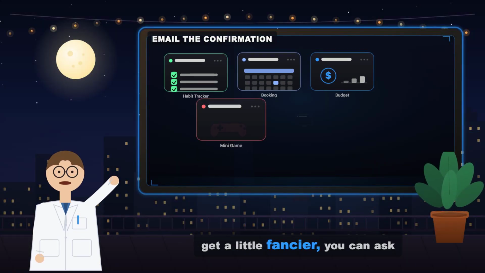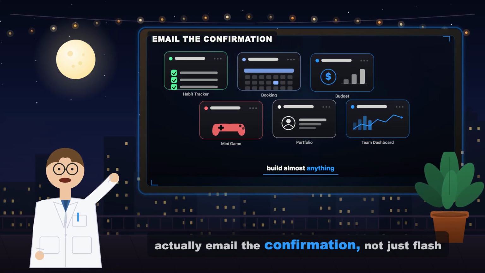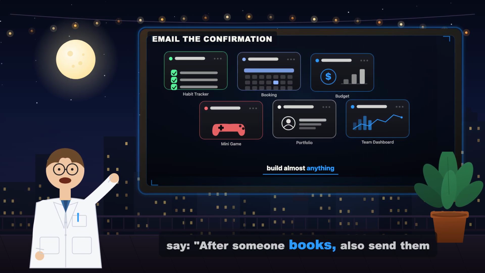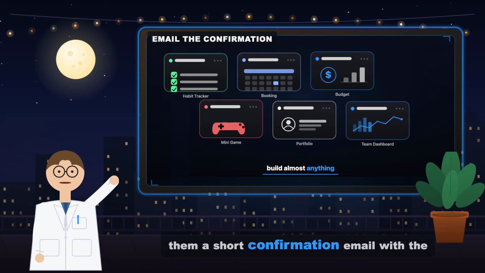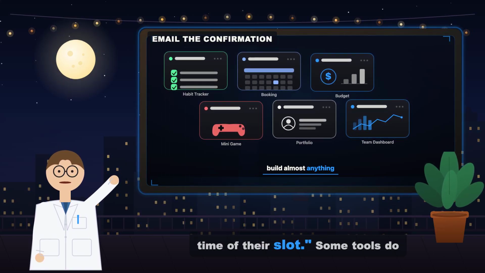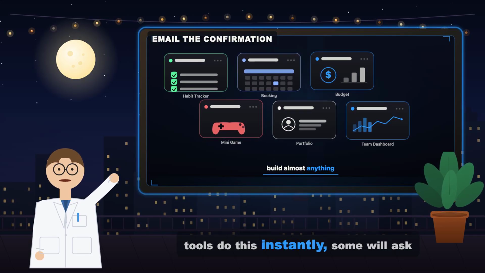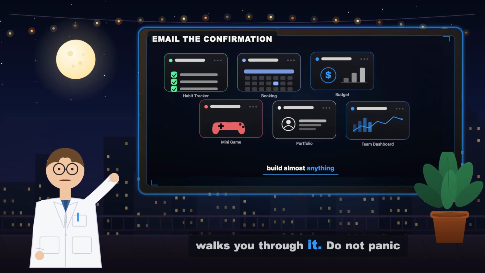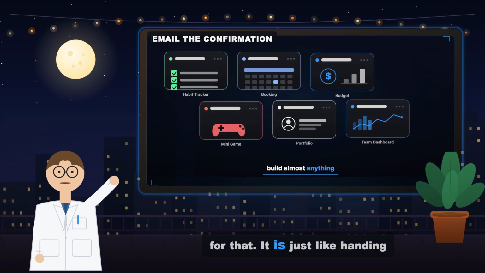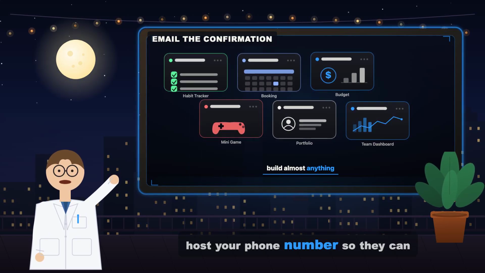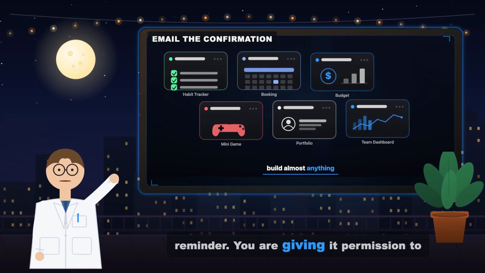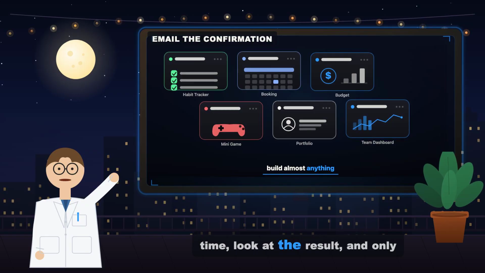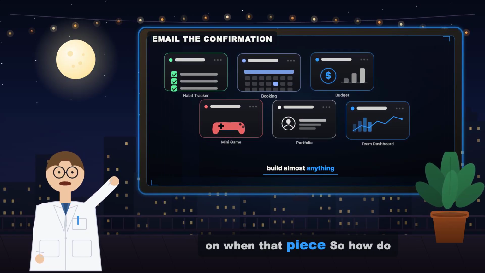And if you want to get a little fancier, you can ask it to actually email the confirmation, not just flash it on the screen. You would say, "After someone books, also send them a short confirmation email with the date and time of their slot." Some tools do this instantly. Some will ask you to connect an email service with a couple of clicks, and it walks you through it. Do not panic if it asks for that. It is just like handing the restaurant host your phone number so they can text you a reminder. You are giving it permission to reach out on your behalf. Take it one prompt at a time, look at the result, and only move on when that piece works.